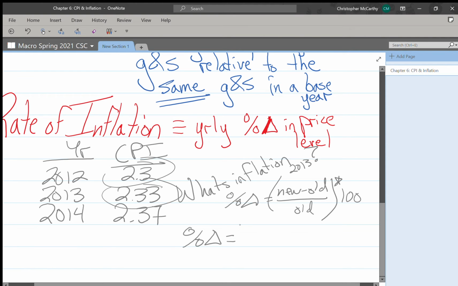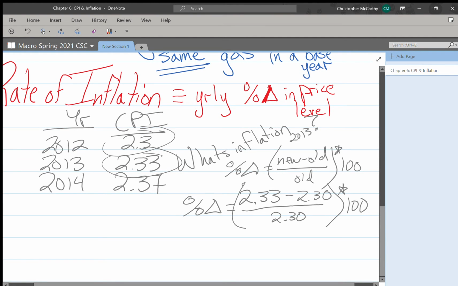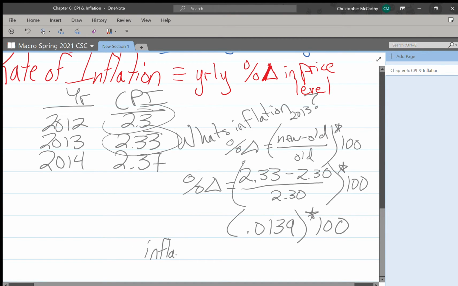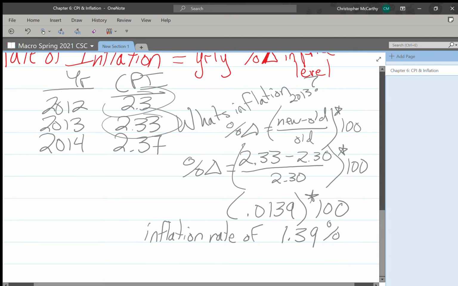the 2013 price level is 2.33. We subtract 2.30 from that. We divide by 2.30, and then we multiply that whole thing by 100 to get a percent. So what's in the parentheses ends up being 0.0139. When we multiply that by 100, we end up with an inflation rate of 1.39%. And again, this is the inflation rate for 2013. So it's very important for us to be specific over what period of time.